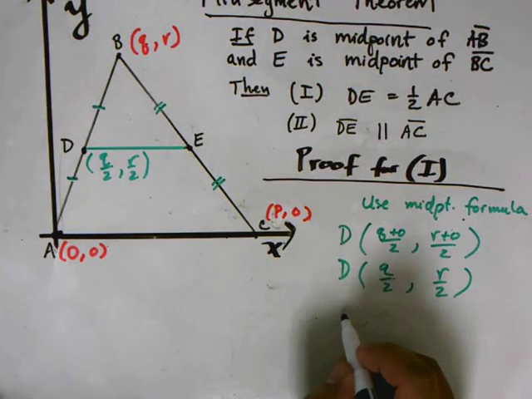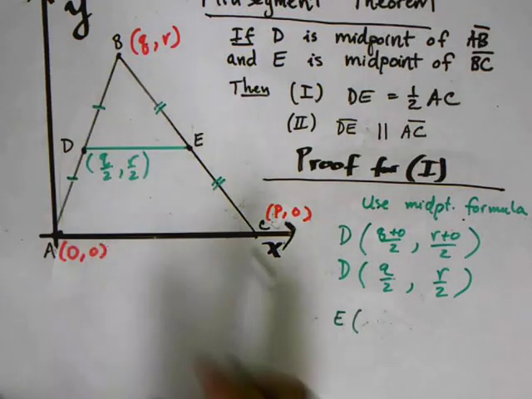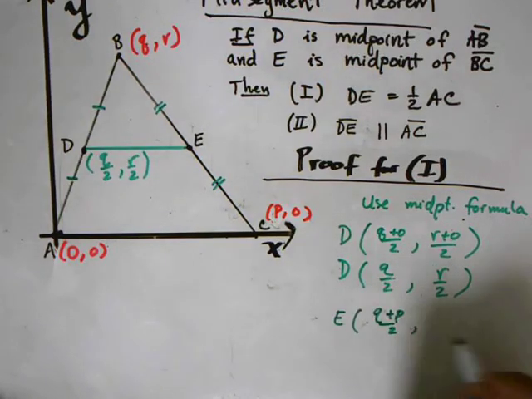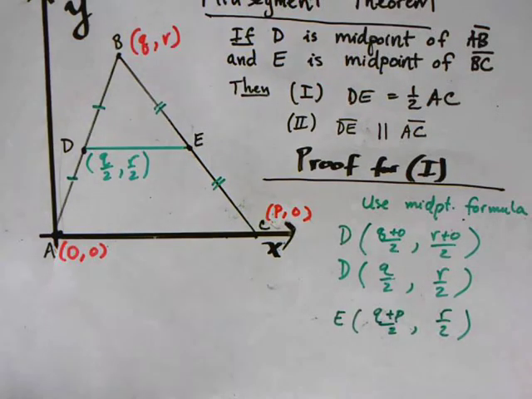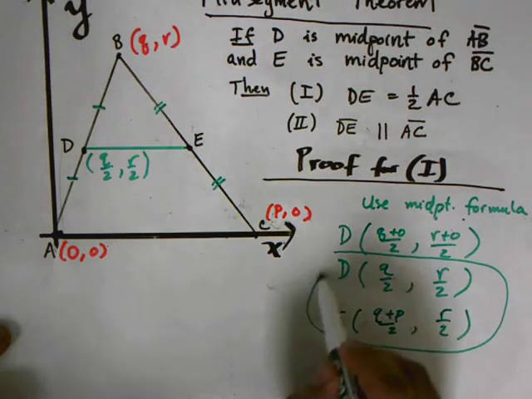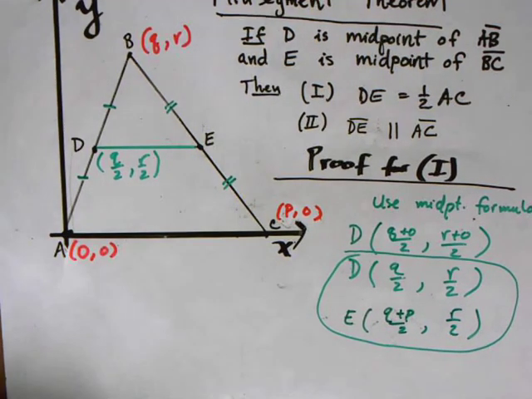So E is going to be Q plus P over 2 and R plus 0 over 2, or just R over 2. Okay. So now that I have these 2 points and their coordinates, I can actually start and find the distance between E and D.